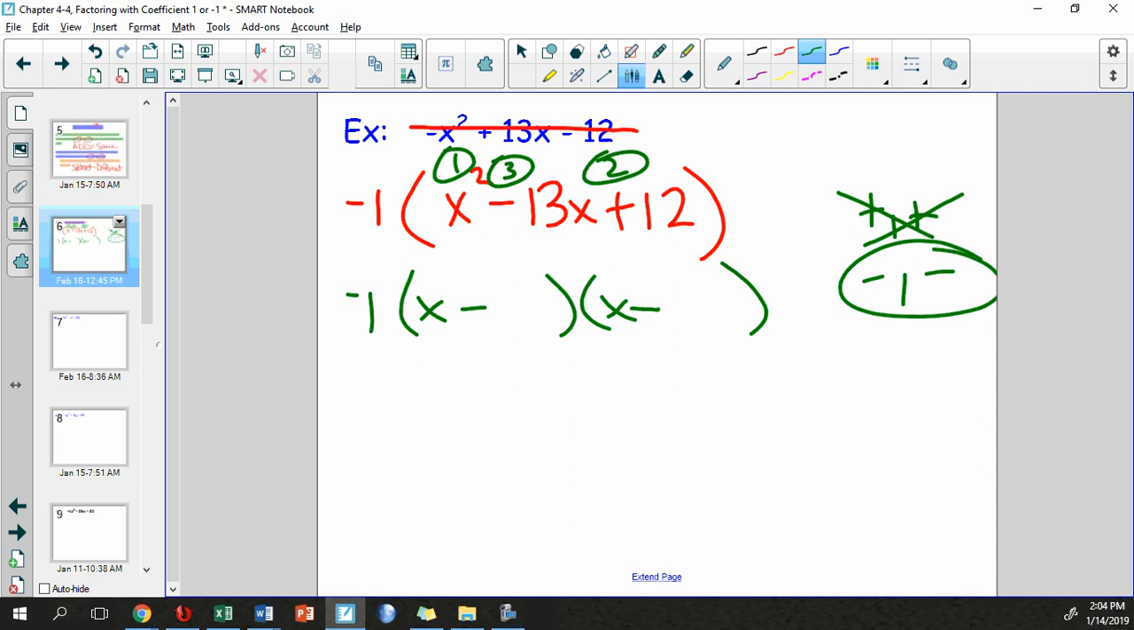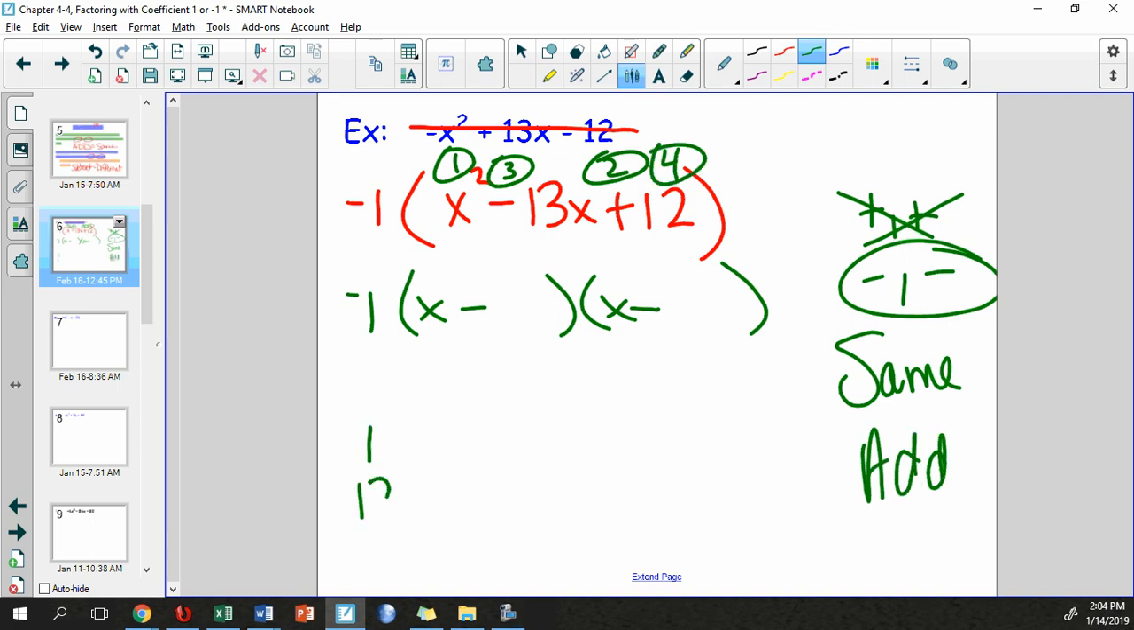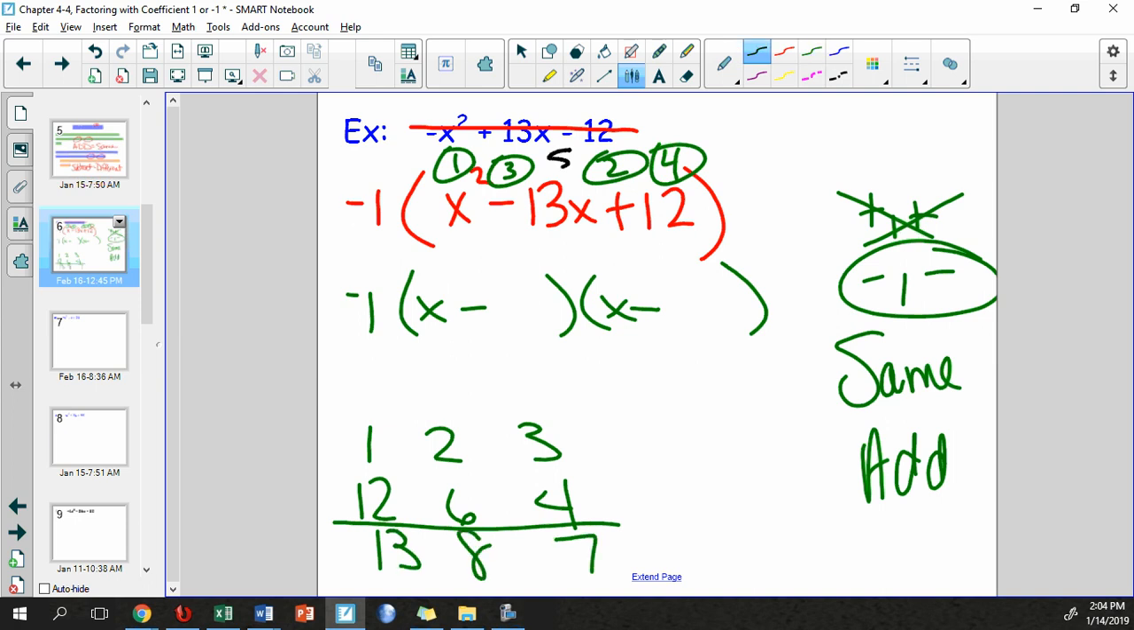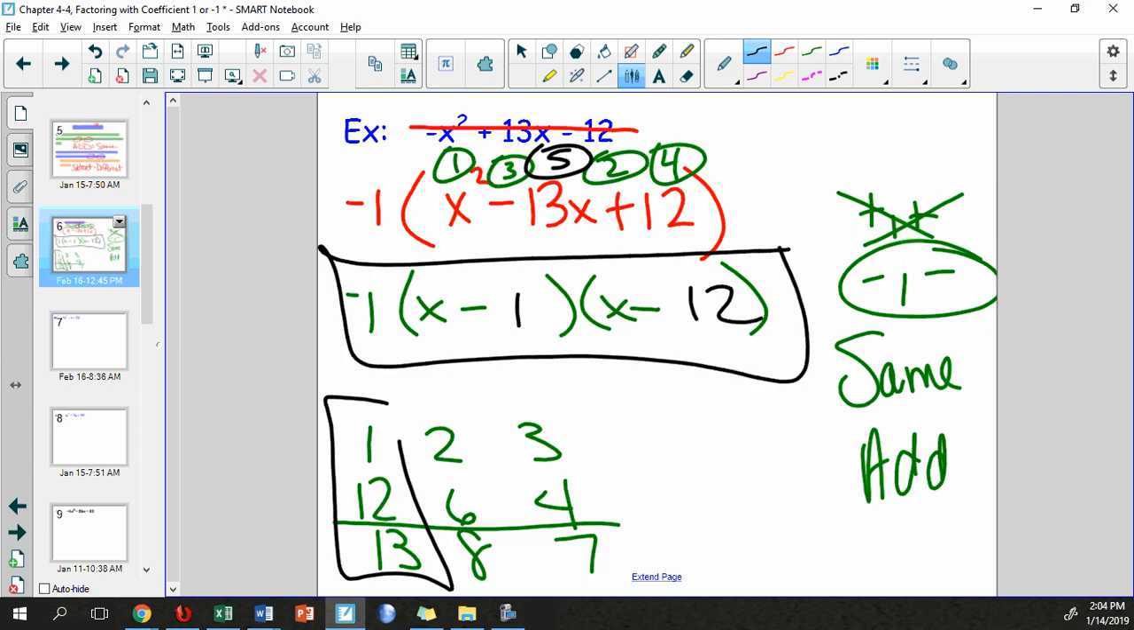If my signs are the same, what operation am I doing? Addition. So now I'm going to find all of the factors of 12: 1 and 12, 2 and 6, 3 and 4, correct? And I'm going to add those: 13, 8, and 7. And I want to achieve what number? 13. And which of those gives me 13? 1 and 12. Done. Make sense?